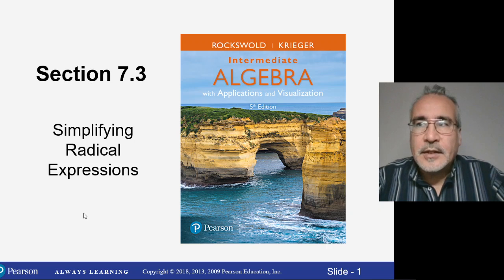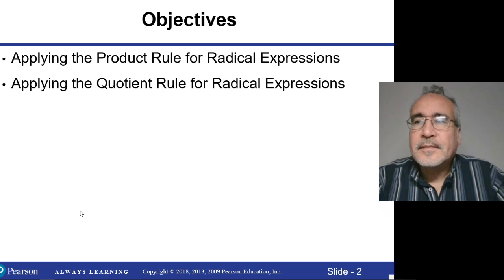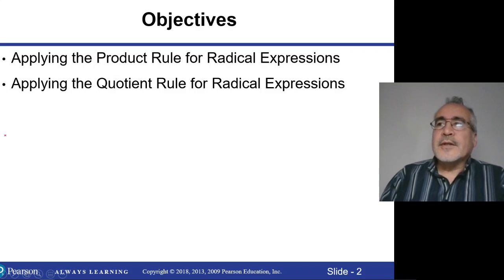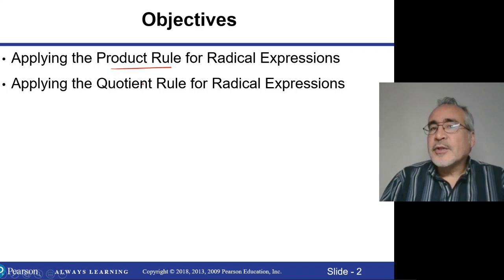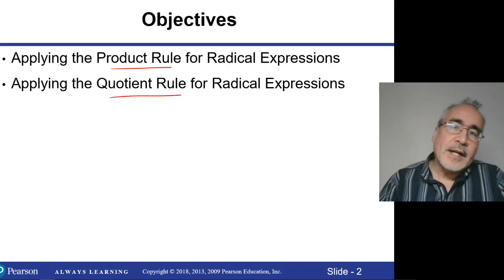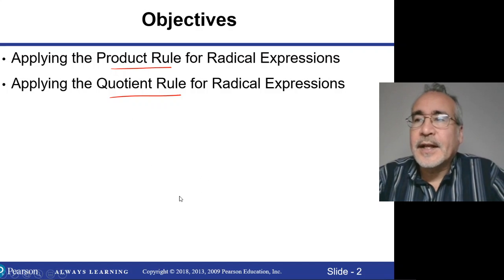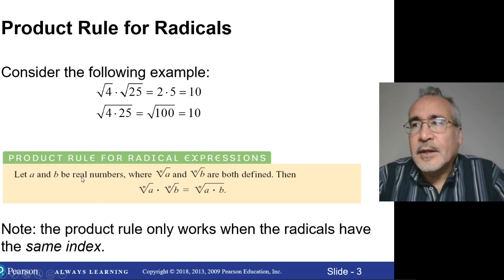So let's just get started. What we're going to do is look at how to apply the product rule, which means we're going to be multiplying things with radicals, and the quotient rule, which means we're dividing things with radicals. Those two things are really what we're doing.